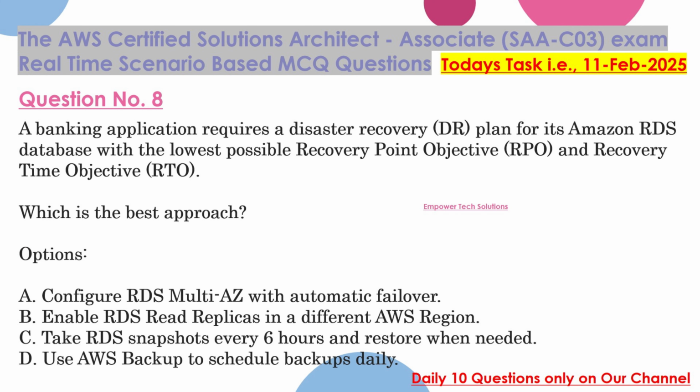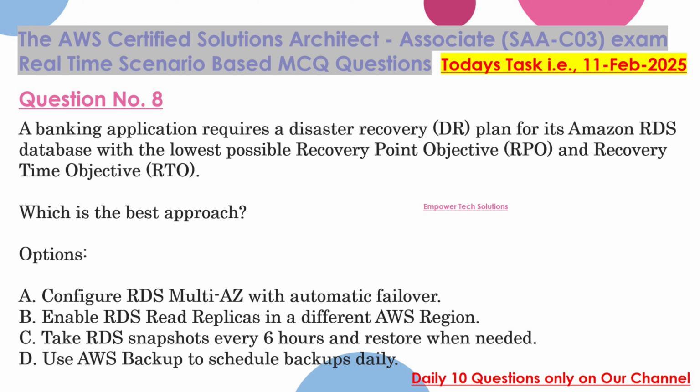Question 8. A banking application requires a disaster recovery (DR) plan for its Amazon RDS database with the lowest possible recovery point objective (RPO) and recovery time objective (RTO). Which is the best approach? Options: A. Configure RDS Multi-AZ with automatic failover. B. Enable RDS read replicas in a different AWS region.